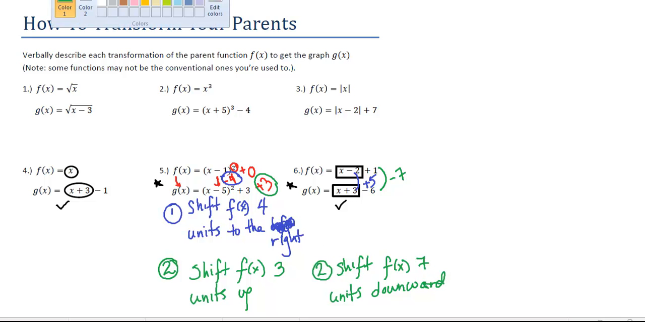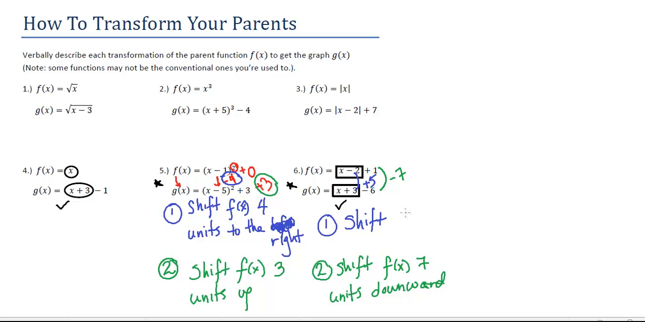Alright, and then since I had a plus 5 on the inside, remember it's counterintuitive, I shifted f of x 5 units to the left. Right, plus 5 means I go the opposite direction. Okay, that's the idea of counterintuition. All right.